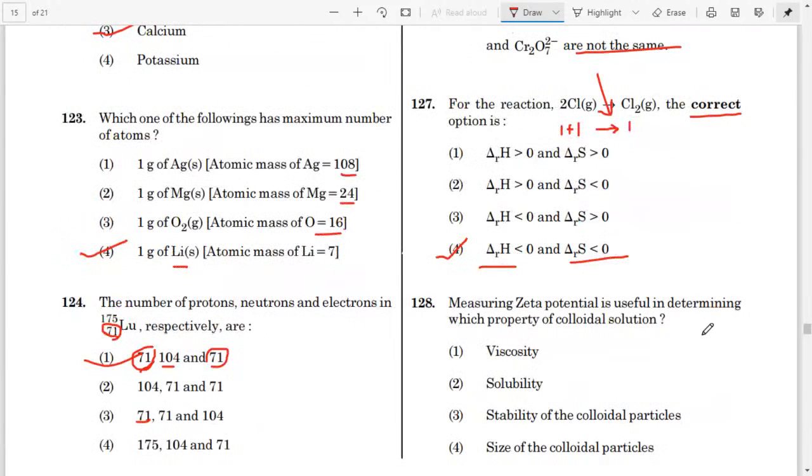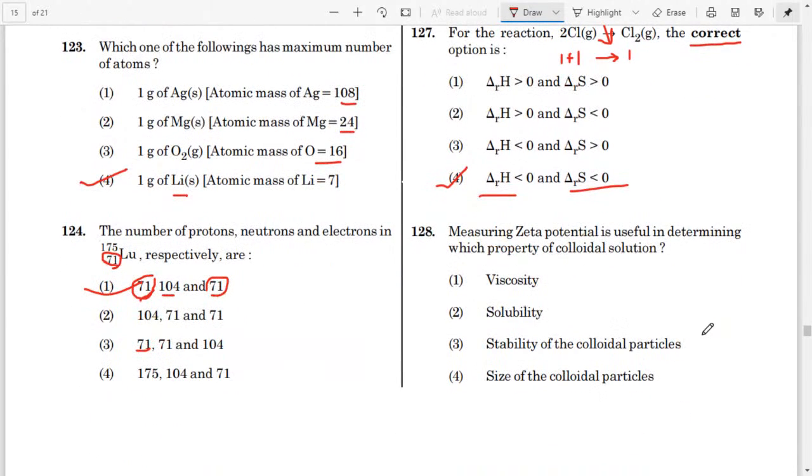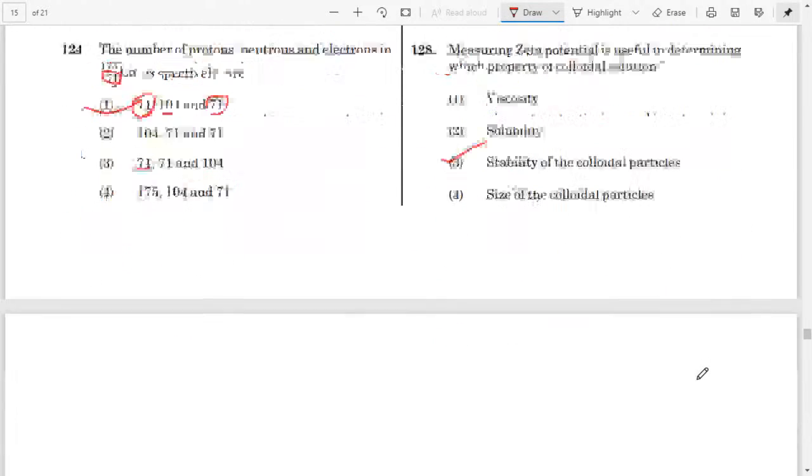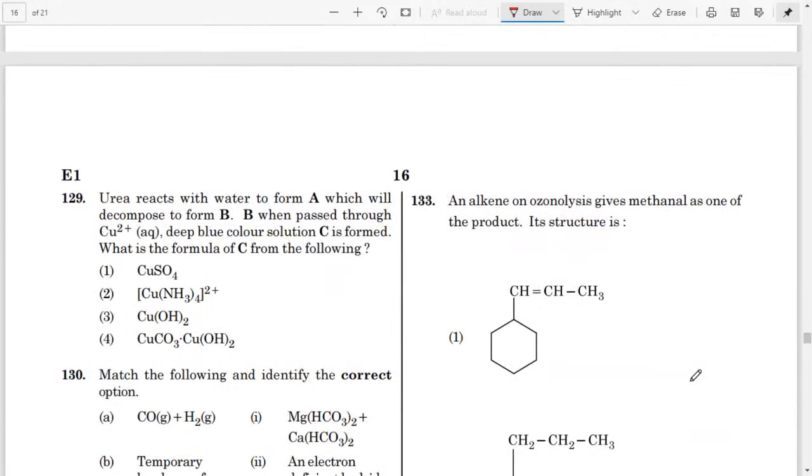Next, measuring zeta potential is useful in determining which property of a colloidal solution? Stability of the colloidal particles. So option number 3 is the correct option, students. Next, urea reacts with water to form A. So let us write urea.